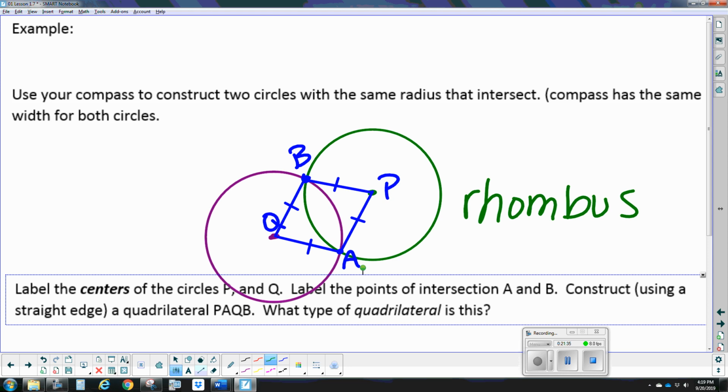Now you might also have a square, but we don't know that for sure because we're not measuring the angles. Mine doesn't look like a square, but I do know that all four sides are congruent, therefore I know it's a rhombus.